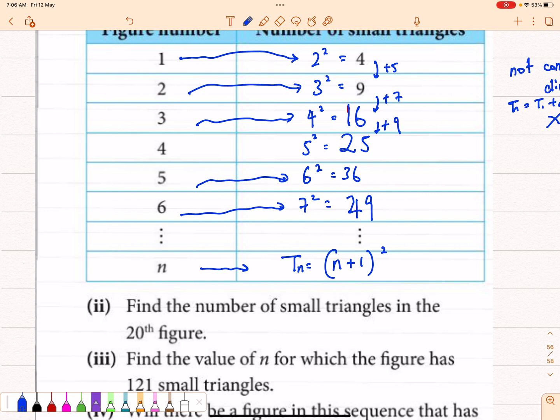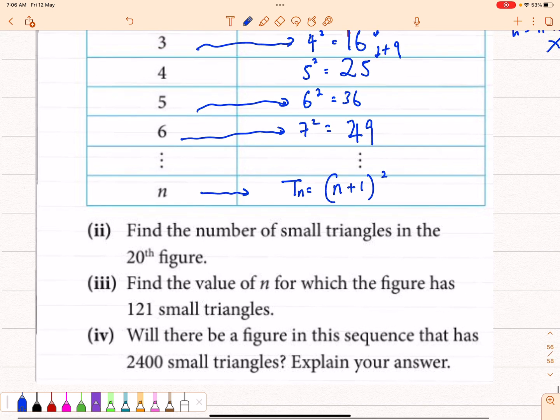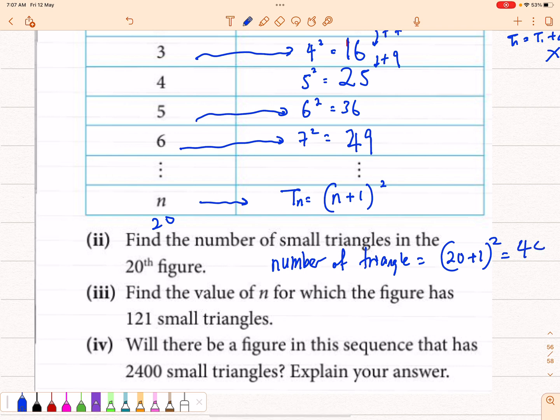So that is how I can find out the number of triangles. But in the question they didn't ask really about the general formula, general term, but they ask you, how do you find the small triangles in figure 20? So in figure 20, the number of triangles will be 20 plus 1 square, right? So it will be 21 square. So take out your calculator and let's do it. 4, 4, 1, right?